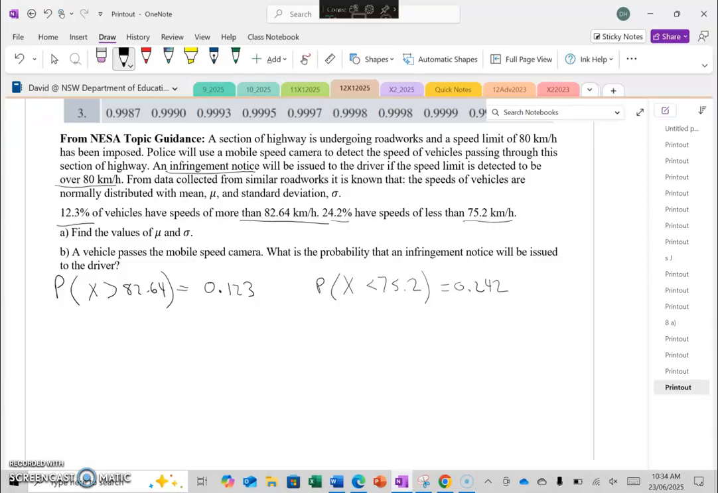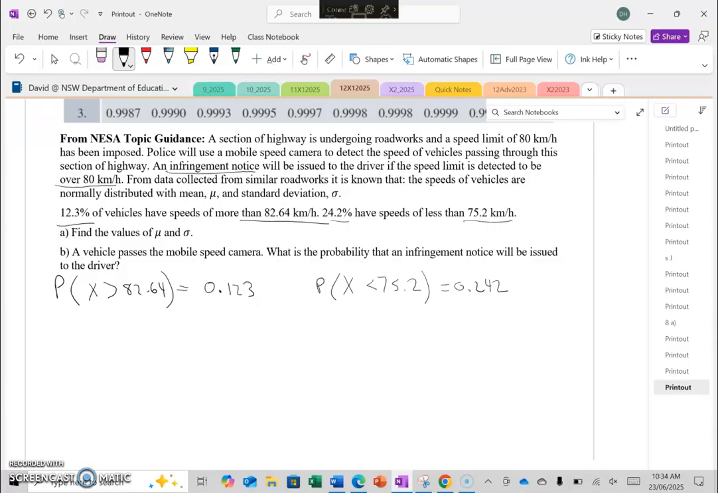So what's different about this question is that we actually know probabilities, but we don't know the mean and the standard deviation. It's sort of like a working backwards type question. We need to work backwards.